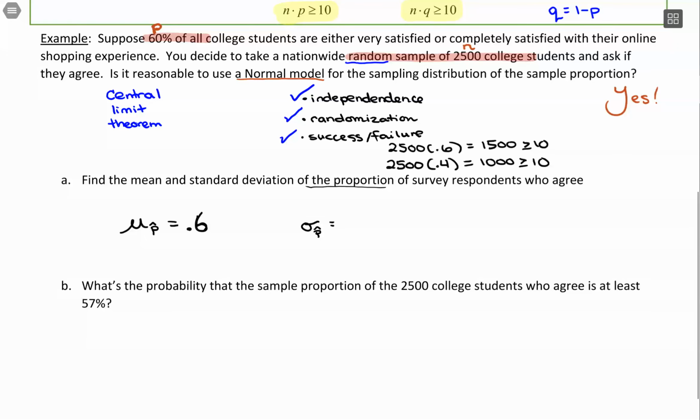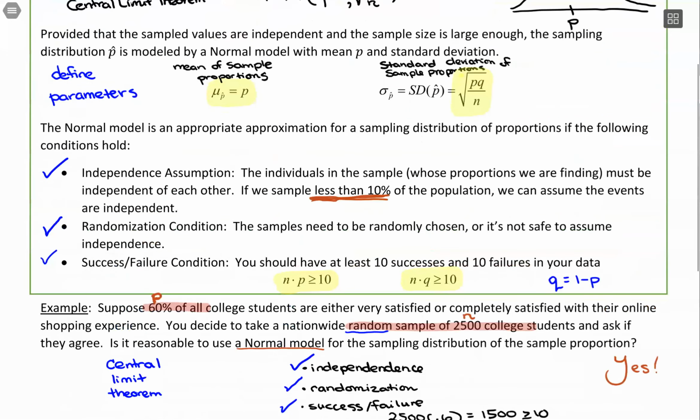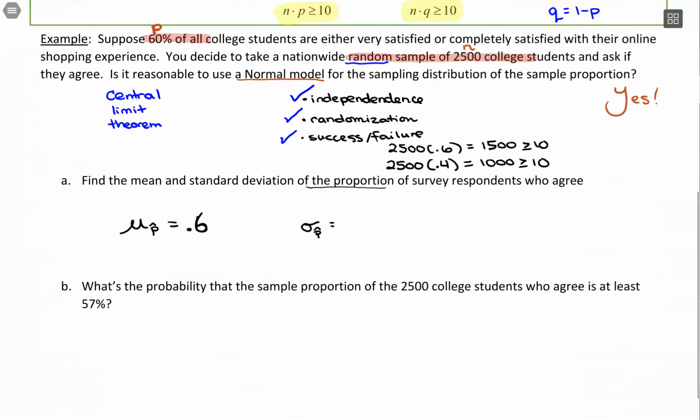With the mean of this distribution, I always just think, easy peasy, you're just copying. Standard deviation, however, has a calculation to do. So we want to use the square root of p times q over n. So what I need to do is take a big square root, and we're going to take 0.6 times q, which would be 0.4, over our sample size of 2,500. So put that in a calculator and we should get 0.0098.